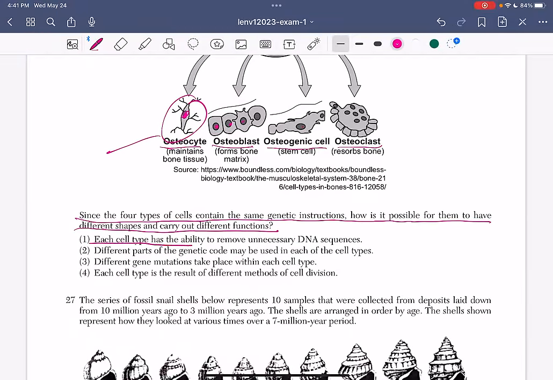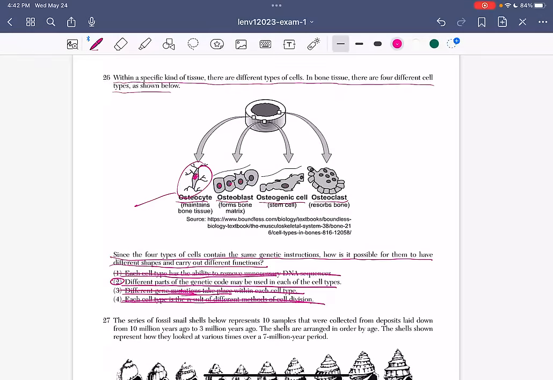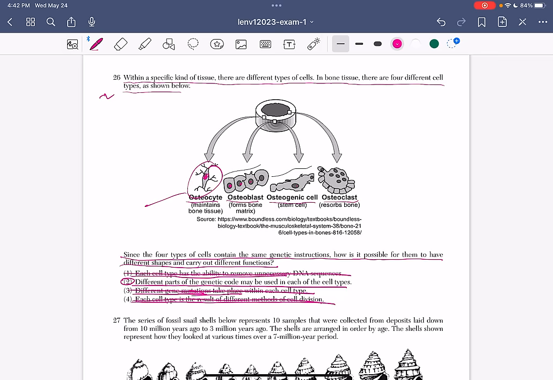Each cell type has the ability to remove unnecessary. No, they're not removing sections of DNA. Different parts of genetic code may be used in each of the types of cells. So this one talks about gene expression. Different genes, mutations take place. Mutations do not take place. If a mutation takes place, that can cause cancer. Each cell type is the result of different methods of cell division. No, this is not talking about cell division. The best answer for number 26 is choice number 2. That doesn't look like a 2. Choice 2.